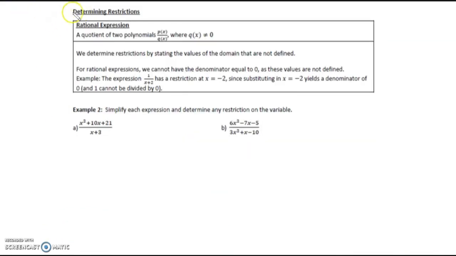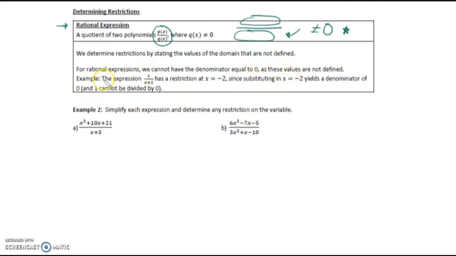Okay, so when we talk about determining restrictions, we do so on rational expressions. So what a rational expression is basically just a fraction, okay? So there's one expression in the numerator, and then it's over another expression, okay? And the bottom expression obviously can't equal 0. This is where we get our restrictions from. So we determine restrictions by stating the values of the domain that are not defined. For rational expressions, we cannot have a denominator equal to 0, as these values are not defined.